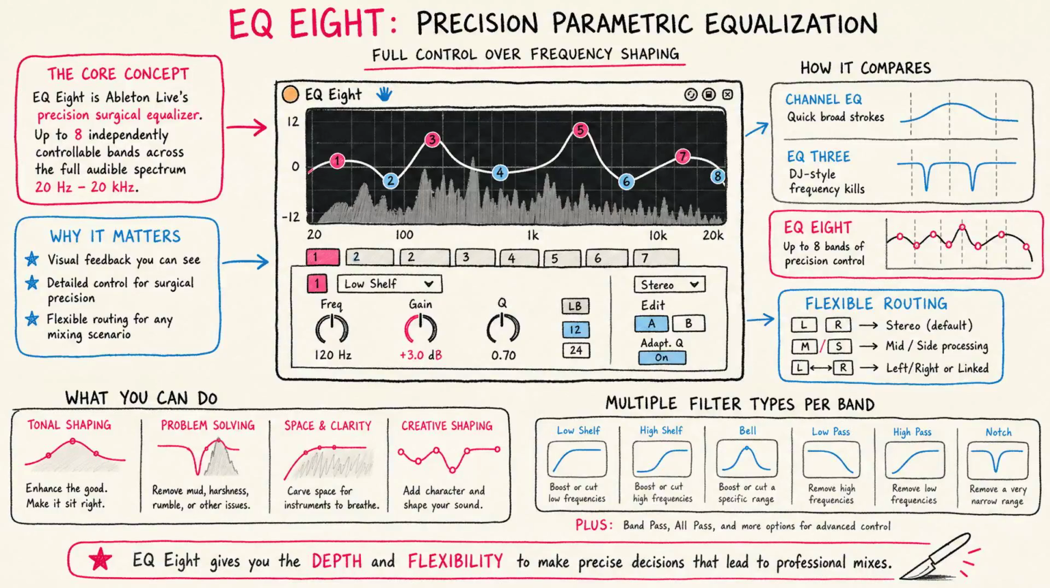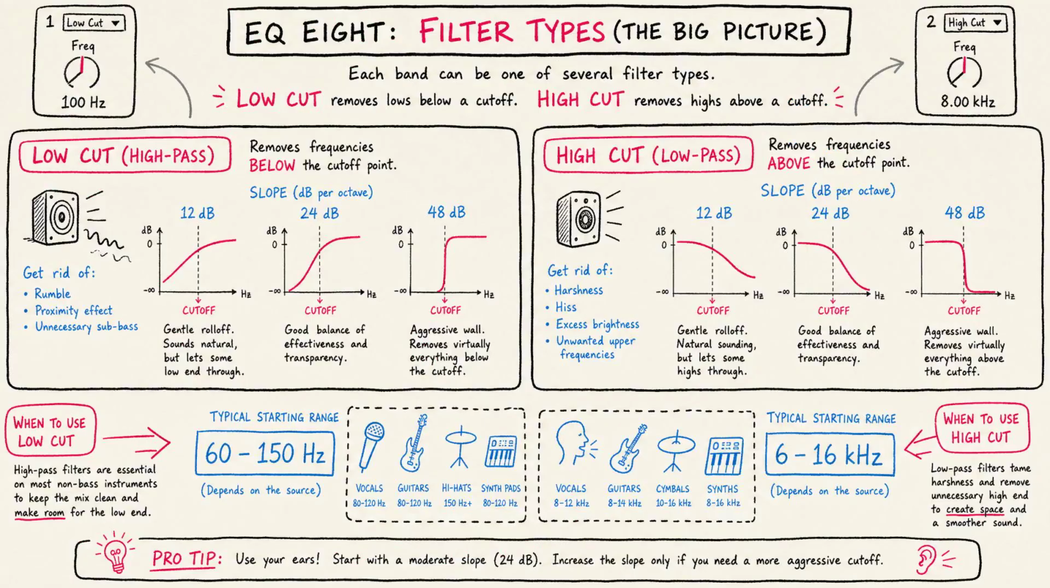The Visual Spectrum Analyzer provides real-time feedback on your signal's frequency content. But here's a critical mindset shift. The analyzer confirms what your ears identify, not the other way around. Professional mixing relies on listening first, then using visual tools to verify your decisions. Throughout this chapter, we'll emphasize a diagnostic-first workflow that trains your ears while using EQ8's visual feedback as a secondary reference. Each of EQ8's 8 bands can be configured as one of several filter types, and understanding when to use each is fundamental to effective equalization.